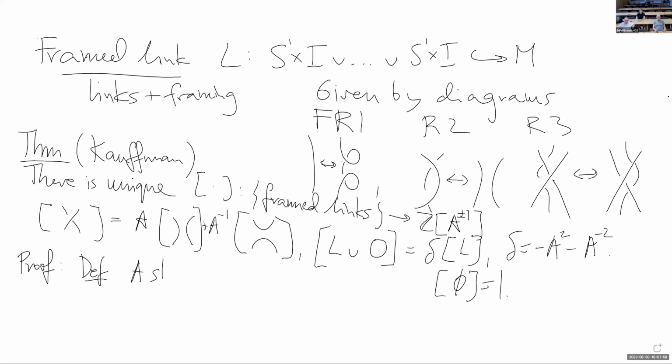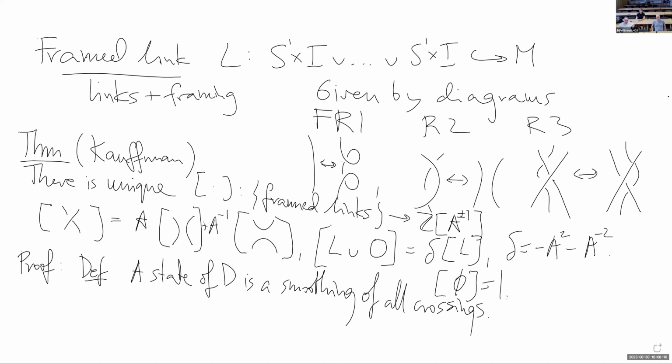A state of D is a smoothing of all crossings. So a diagram with n crossings will have 2 to the power n states.